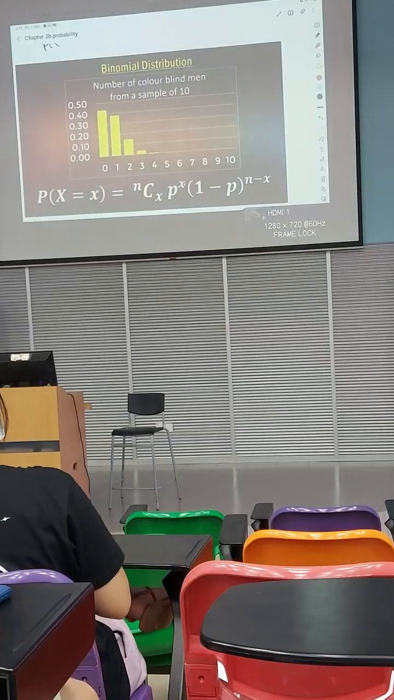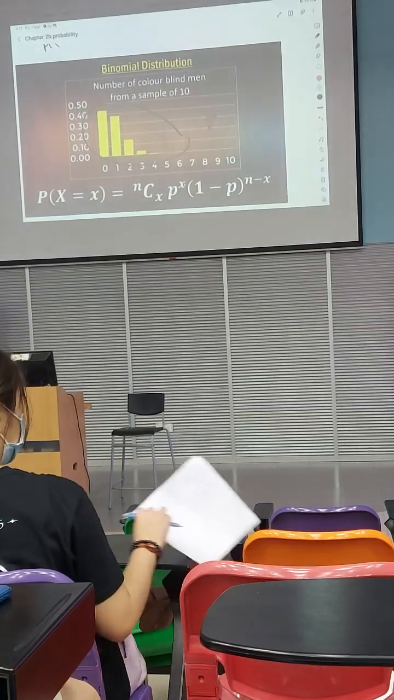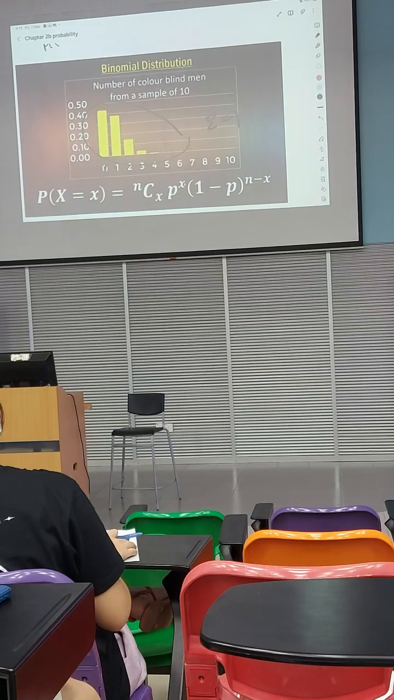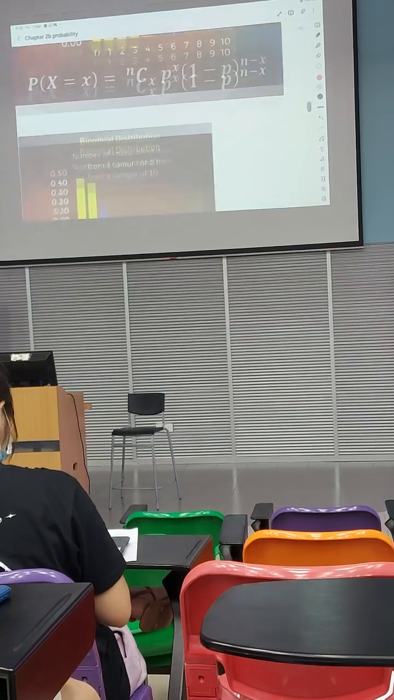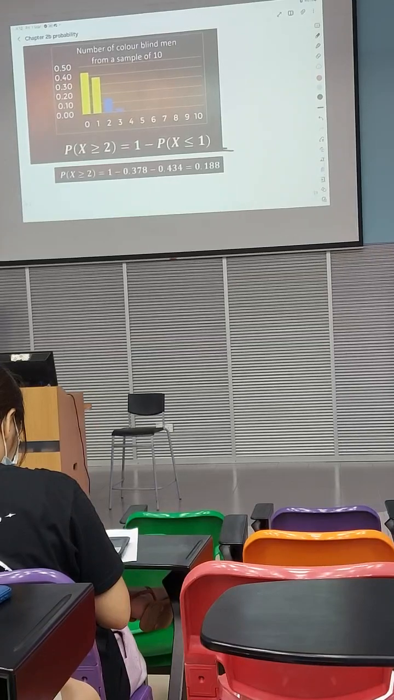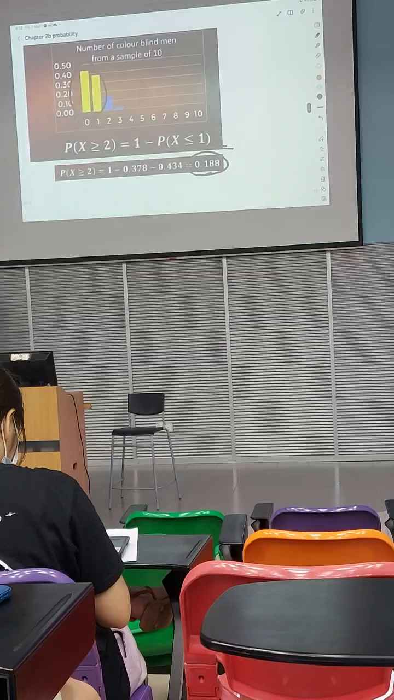Alright, back to the discussion. That is why this graph can be plotted. This is called probability distribution. When you add all these values, it must equal 1. These values can be obtained through the formula. This is called binomial probability distribution. Again, I gave you the answer already. When we need to find x more than or equal to 2, it is better we use 1 minus the sum of these two values, and you get 0.188, right?